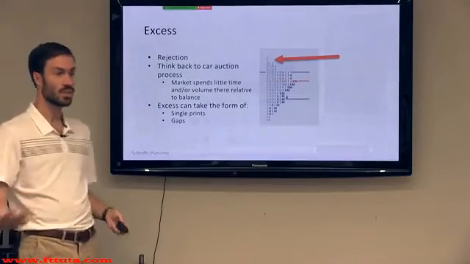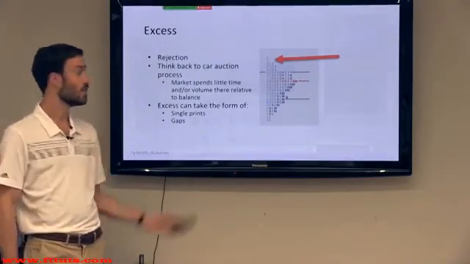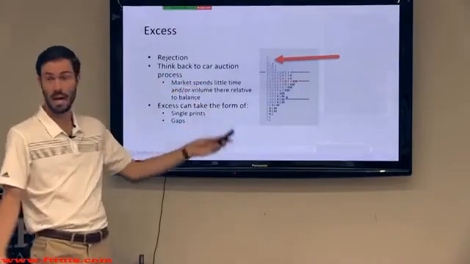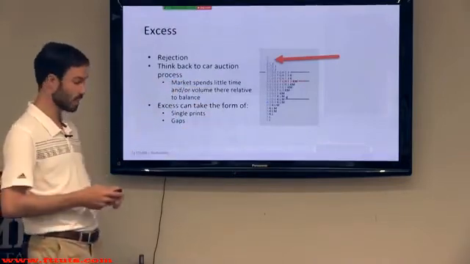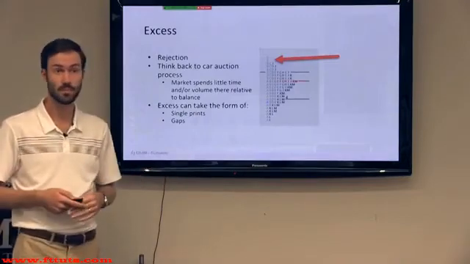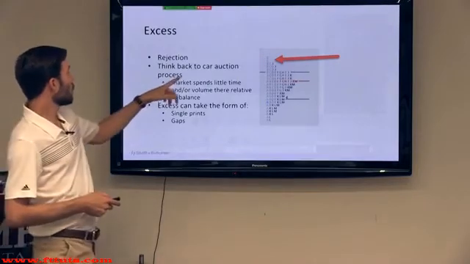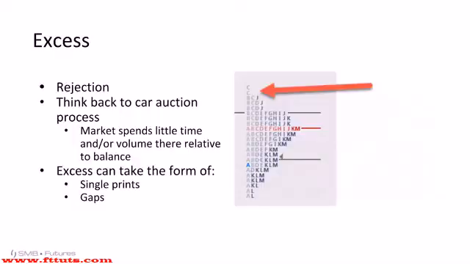If we are swiftly rejected from an area, we're not going to be able to spend much time consolidating there. So we're going to leave this behind, and that's our clue as to that rejection, okay? Think of it like a wick if you're used to trading a price action type of thing. It can take the form of not only single prints, but gaps. Gaps are forms of excess. Okay?